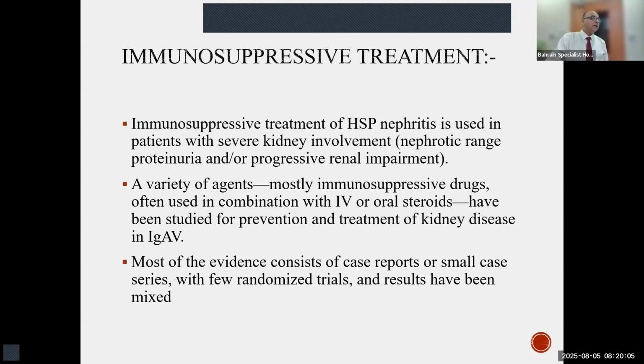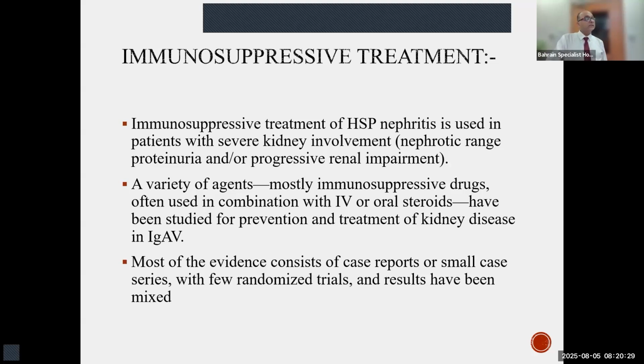Some of the trials or literature show that 1 to 5% of children can develop end-stage renal disease, but in adults the percentage is up to 11%. There are a variety of agents being used. Mostly immunosuppressive drugs are often used in combination with IV or oral steroid and have been studied for prevention and treatment of kidney disease.